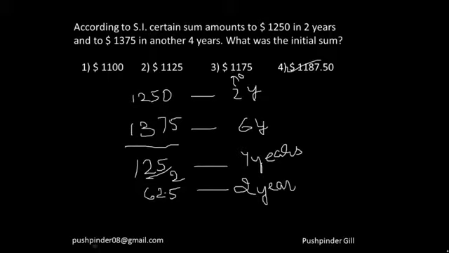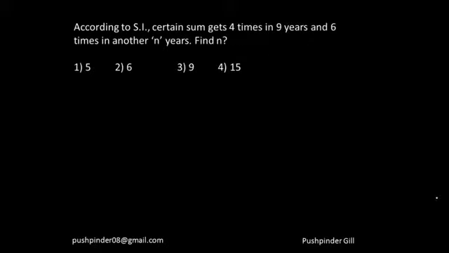Fine. So I hope everyone is understanding what I'm trying to explain here. You have to just understand the question and go about with the question, and you'll be able to solve the question. Okay, let's see this question. According to simple interest, a sum gets 4 times in 9 years and 6 times in another n years. Find n. Right? So let's try using the logical way, right?